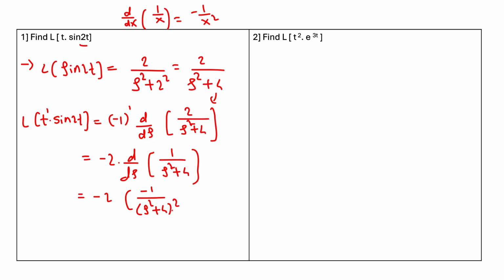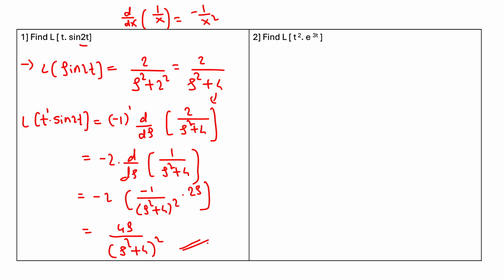Instead of x I am putting here s square plus 4, into, you have to find the derivative of s square plus 4 also. So the derivative of s square will be 2s and the derivative of 4 will be 0. This is called the derivative of a composite function. Then you just simplify this: minus 2 into minus 1 will be plus 2, and plus 2 into 2s will be 4s. 4s over (s square plus 4) bracket square. This will be your final answer.